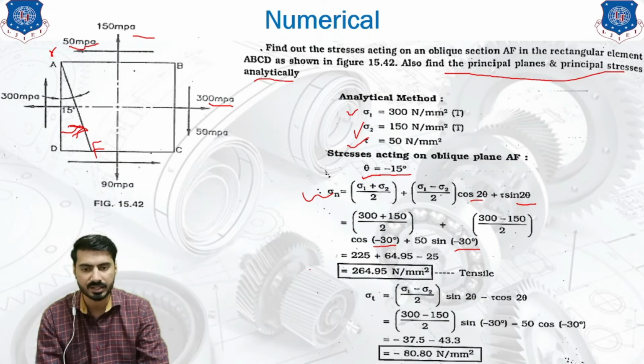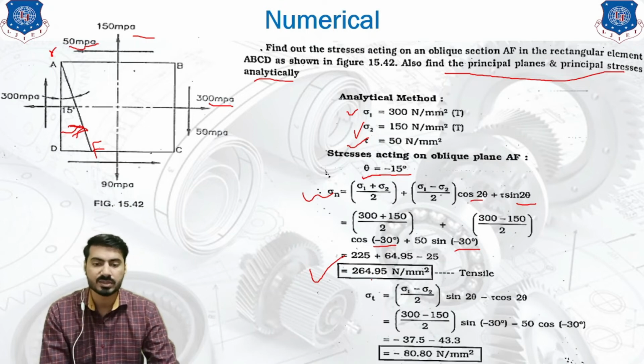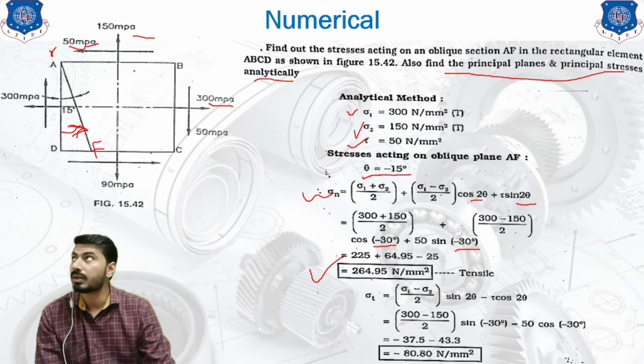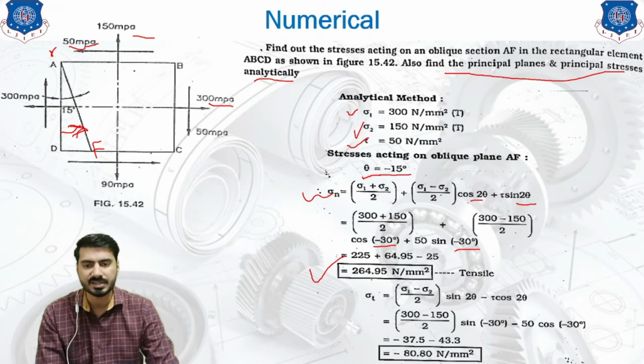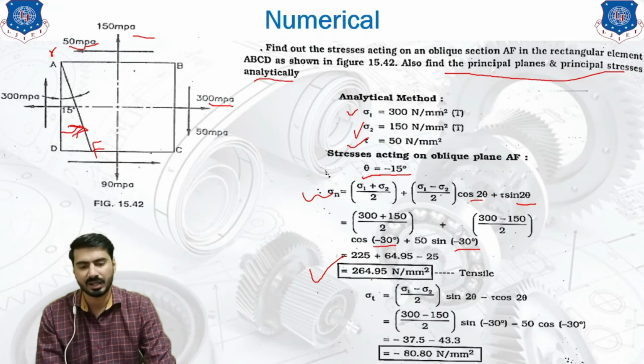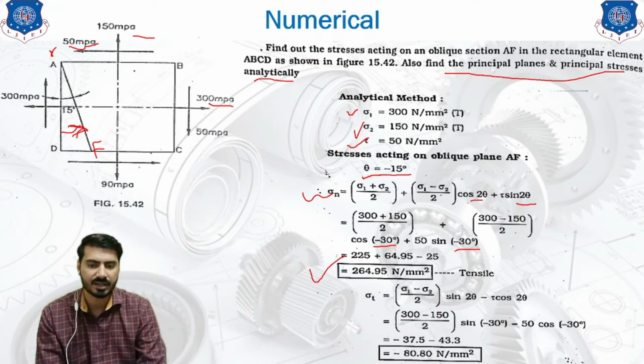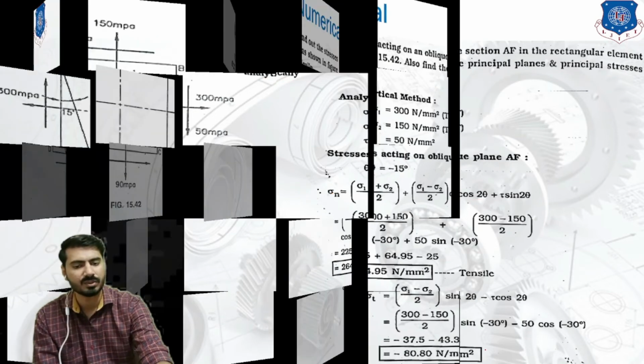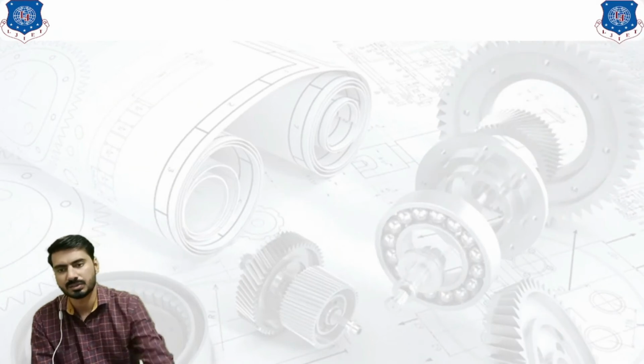Calculating in the calculator, we will get the answer, sigma n, equals 264.95 Newton per mm square. This is the answer for the normal stress. As this answer is positive, we will consider it as tensile in nature. Now sigma t. Sigma t is the tangential stress, and we already know this formula of sigma t. Putting all the values into this equation, we get the answer as negative. As this answer is negative, it is considered compressive.